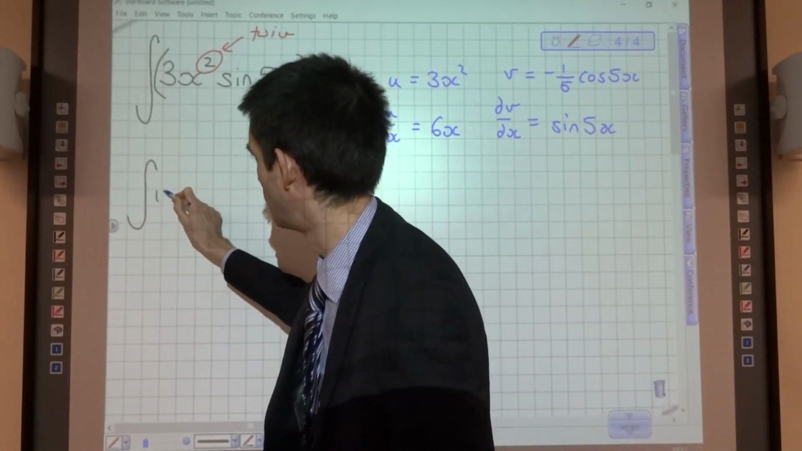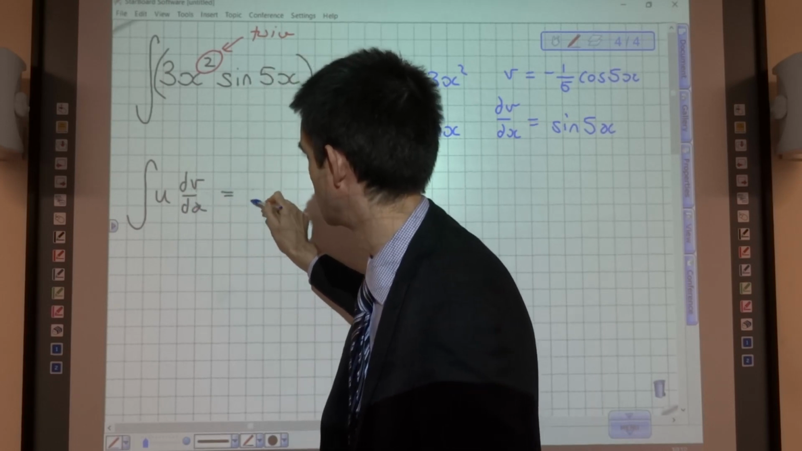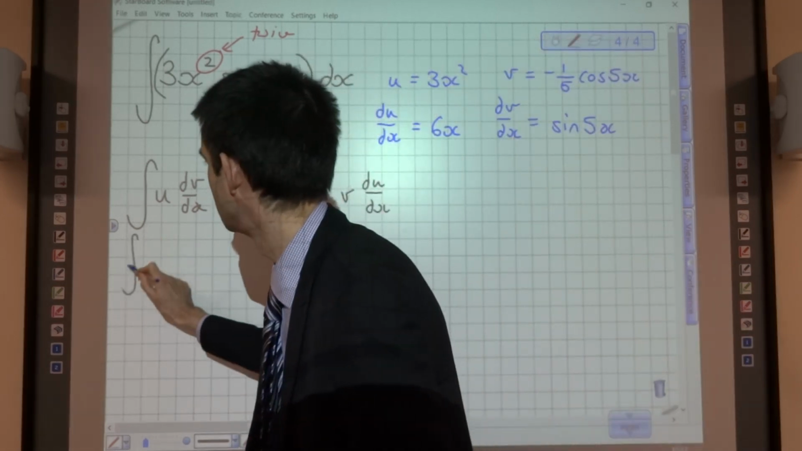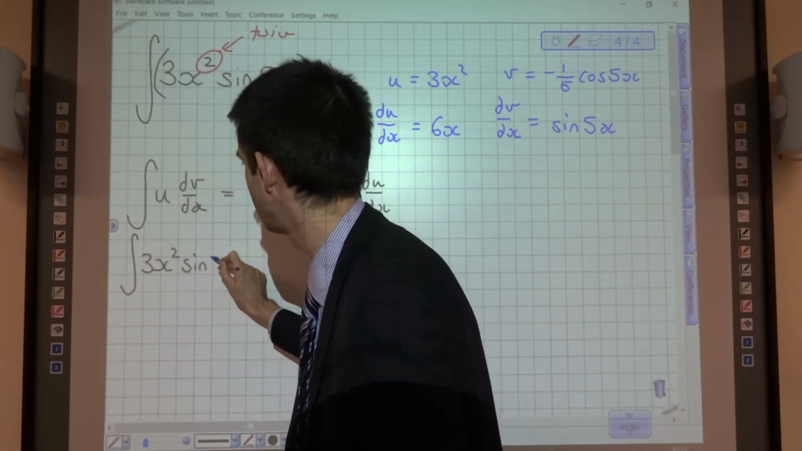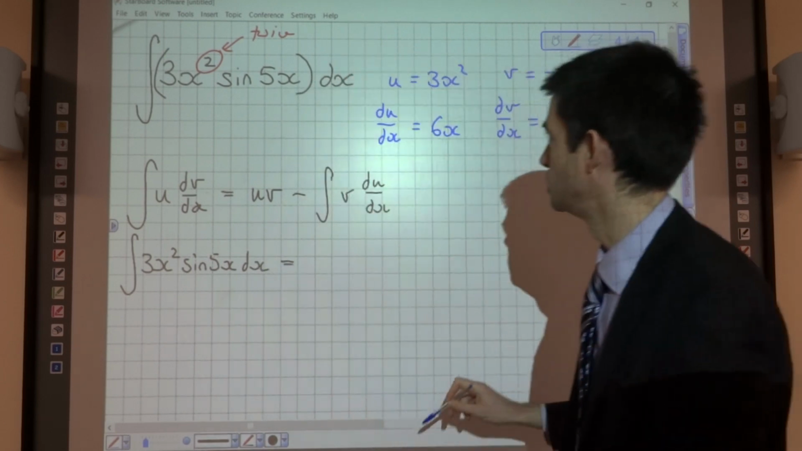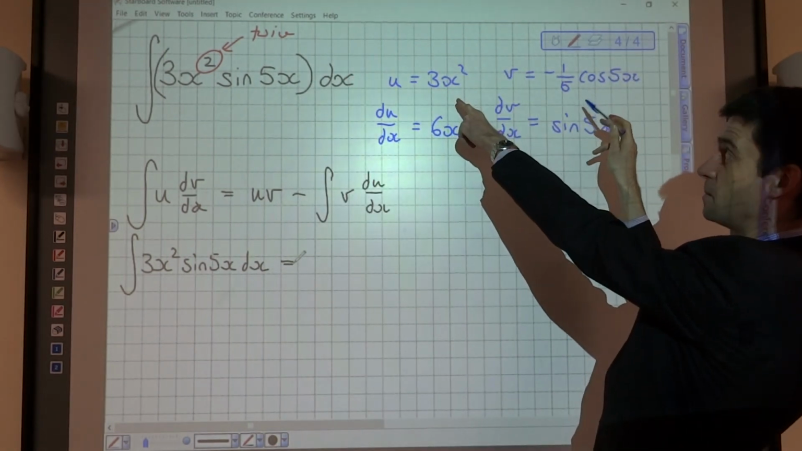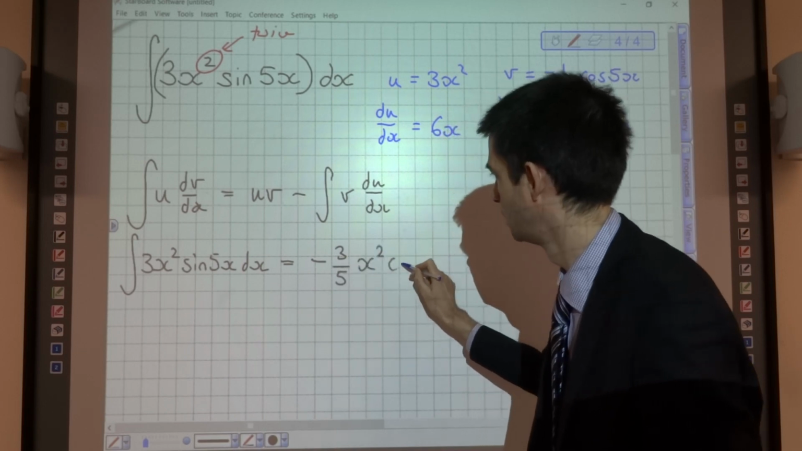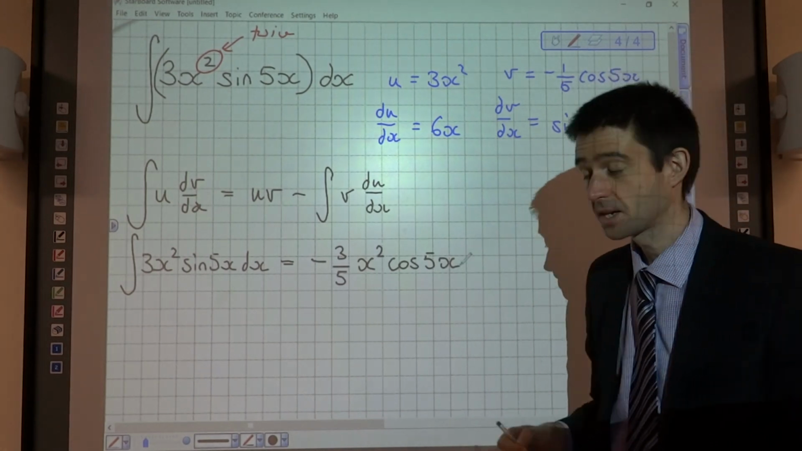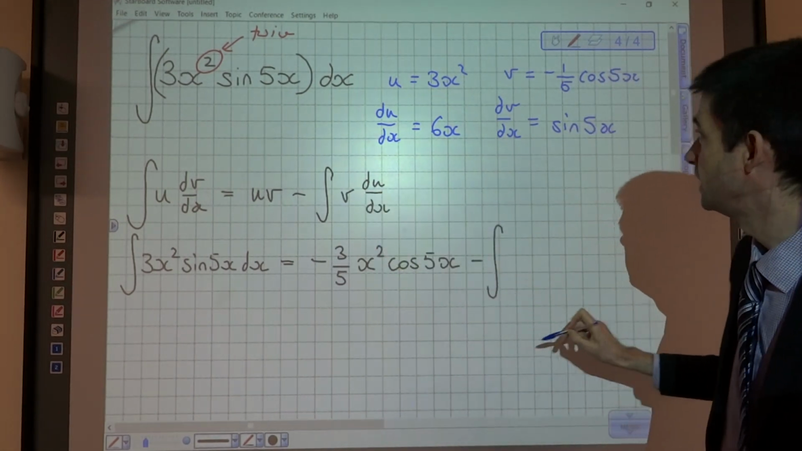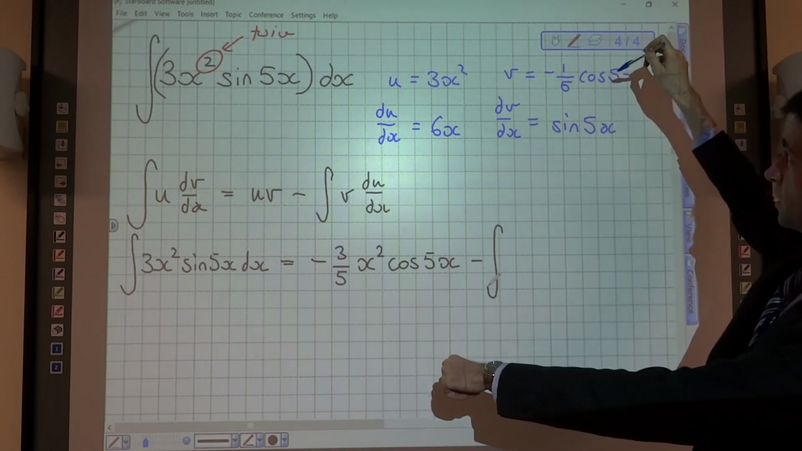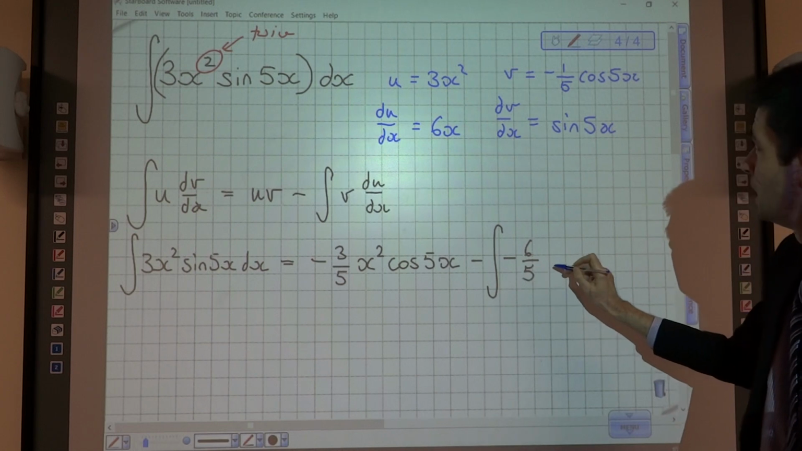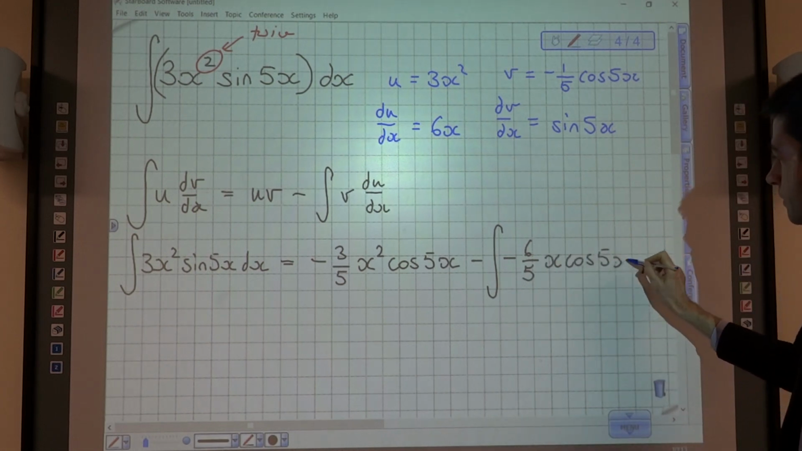We're going to write out the formula that we're using, which is the integral of u dv dx equals uv minus the integral of v du dx, which means that the integral of 3x squared sine 5x equals uv. So 3x squared times negative 1/5 cos 5x. So I'm going to write that as negative 3/5 x squared cos 5x minus the integral of v du by dx. So v is negative 1/5 cos 5x and du dx is 6x. So I'm going to write that inside the integral as negative 6/5 x cos 5x dx.